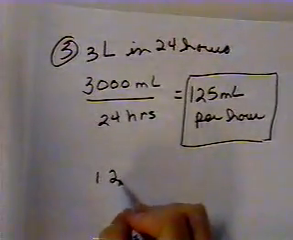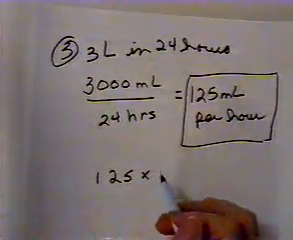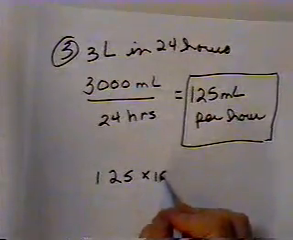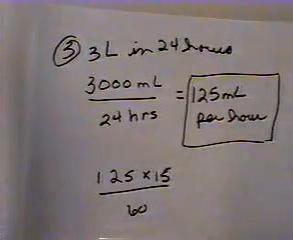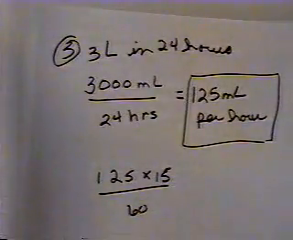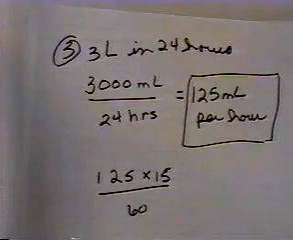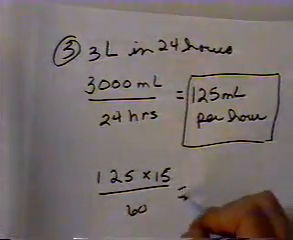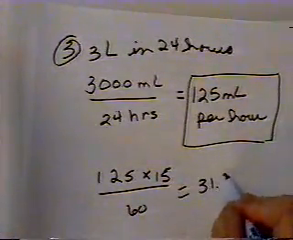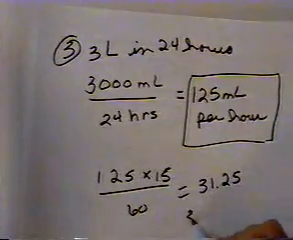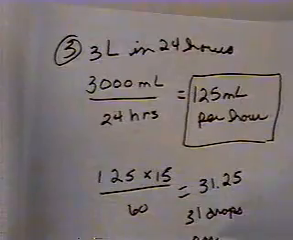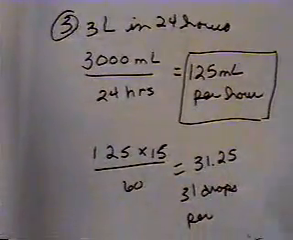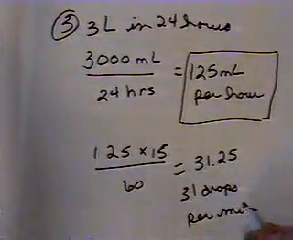Then we take that answer times the drop factor and divide by 60. 31.25, so we leave it 31 drops per minute.